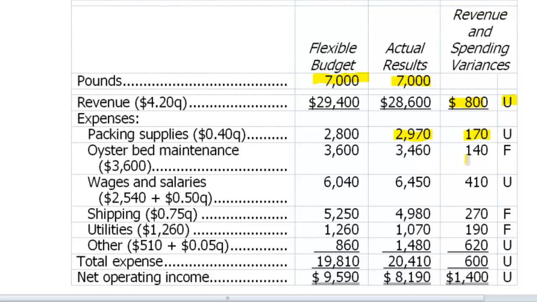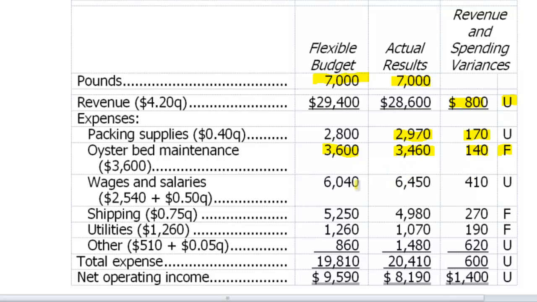Oyster bed maintenance came in as a favorable 140. That means our expenses came in under what we expected them to be. Interestingly, this is a fixed amount of 3,600 that was in the budget, but we actually came in at 3,460. I wonder if they gave us a discount. I wonder if we renegotiated our maintenance contract. Any one of those things could be possible and will have to be explained. Why did oyster bed maintenance come in 140 favorable? Someone's going to have to look into that and explain it.